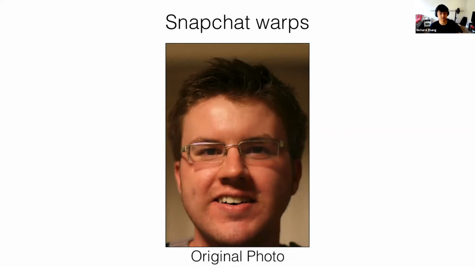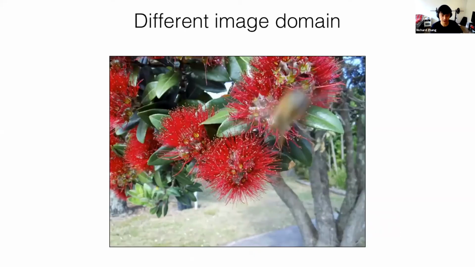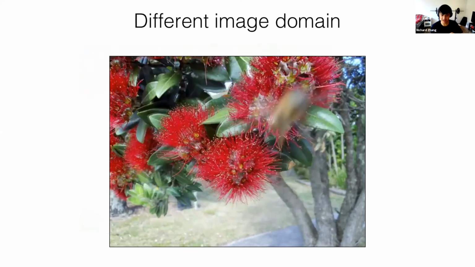And here's the original. So our undo, I think, didn't quite get far enough, but it was in the right direction. So there's some generalization across warp methods. We're testing on a face with a different type of warp, and it still works. What if we don't test on a face at all? So here's an image of a flower. We can apply a warp from a face, just so the warp is in distribution, but the image is not.